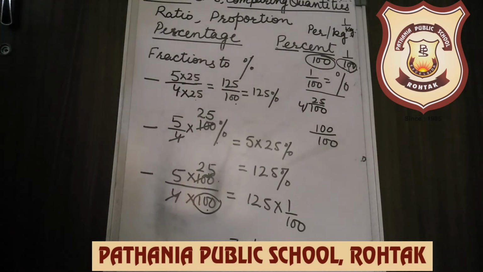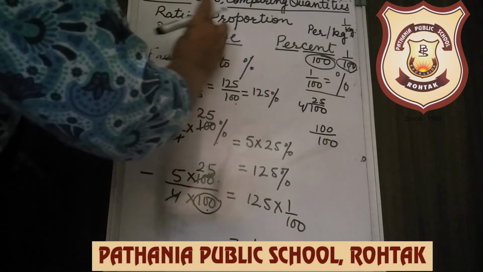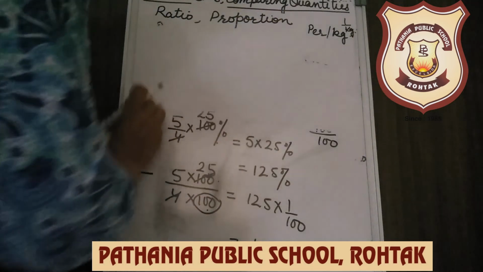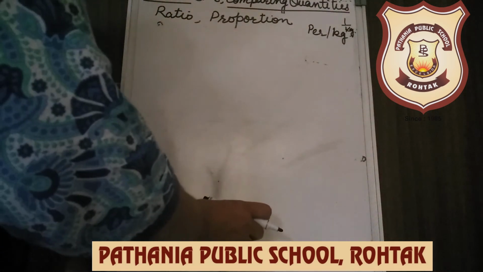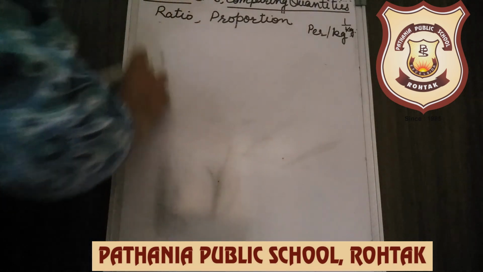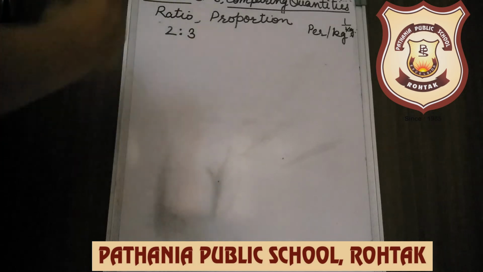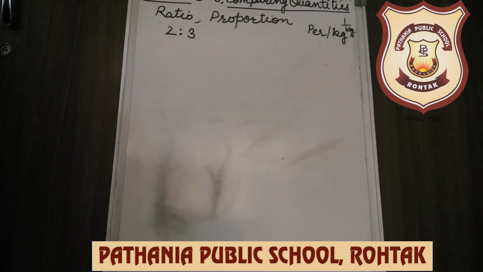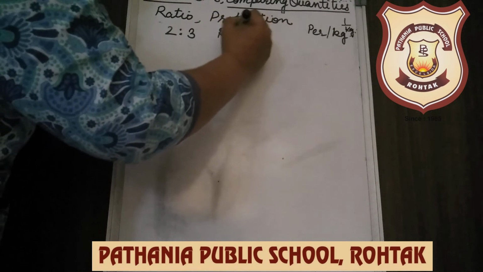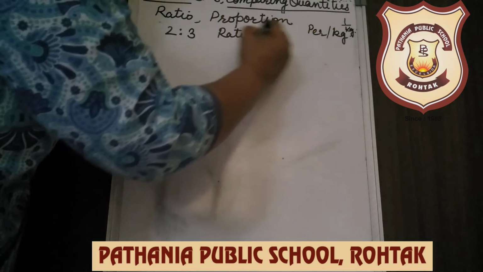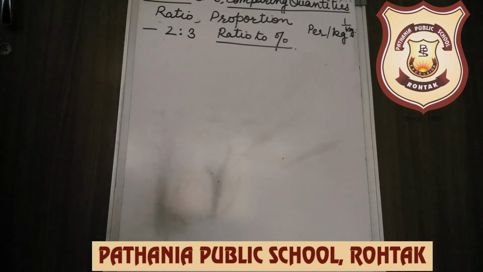Now your next thing, we have done ratio. How to convert ratio to percent. How to convert the given ratio to percent. Suppose your ratio is 2:3. Converting ratio to percentage. This is our next topic, and our ratio is 2:3.